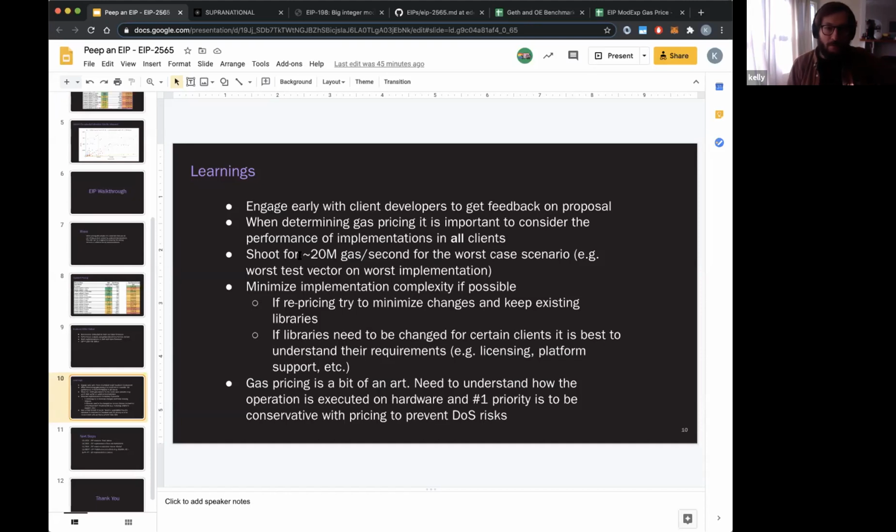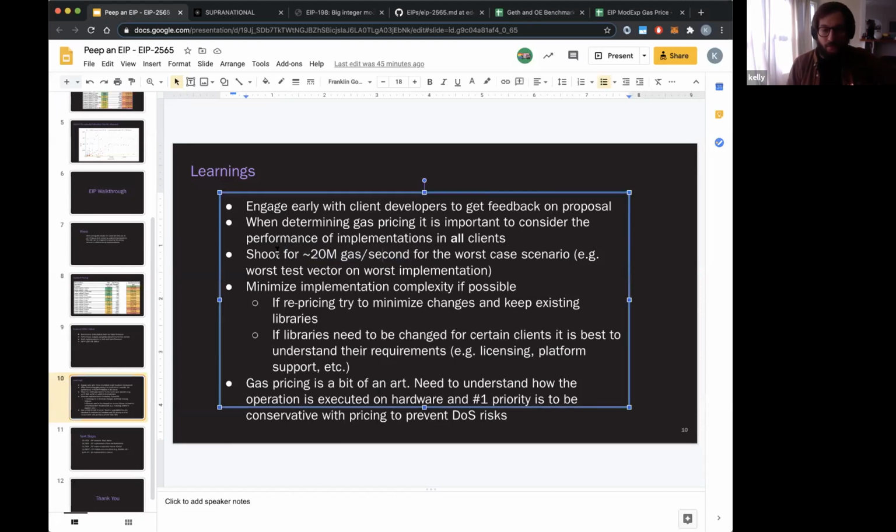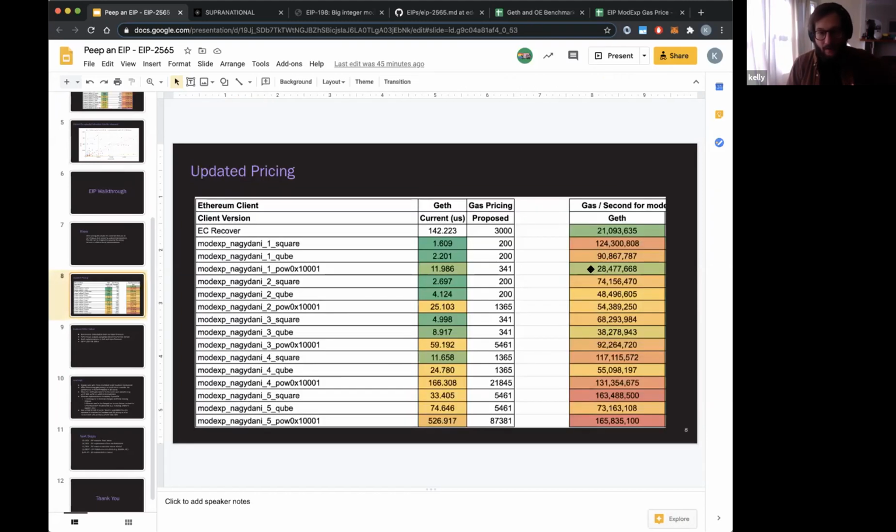In general, this 20 million gas per second is what you want to be targeting when you're setting gas. It's the rough area, but you want to shoot for this in the worst case scenario. In our case, we did have one that got down to 28 million. And so this is where we said, okay, we're going to pause. We're not going to reduce this any further because in the worst case scenario, it could be at this 20 million and we don't want anything underpriced, as we mentioned before.